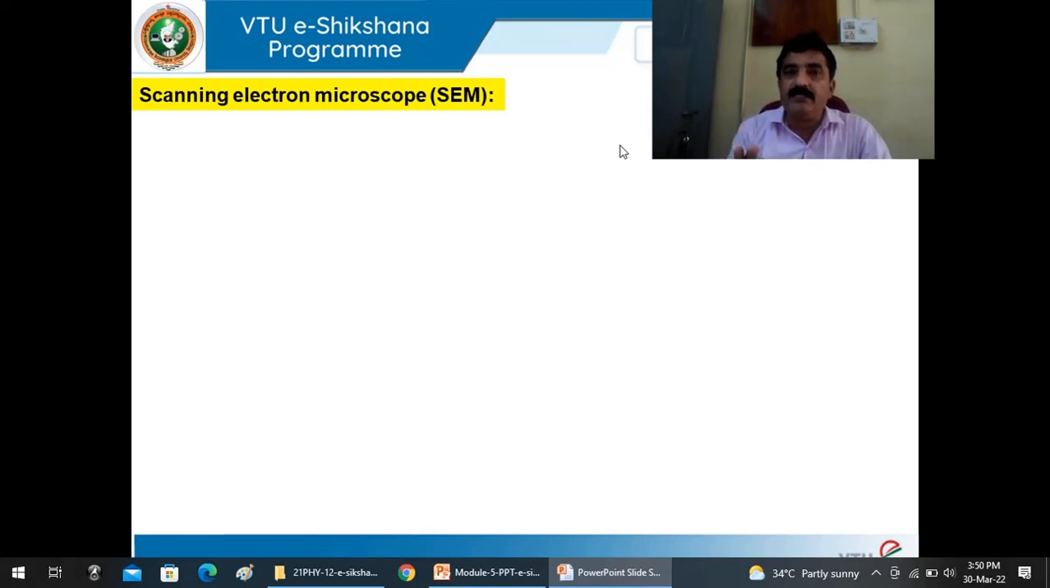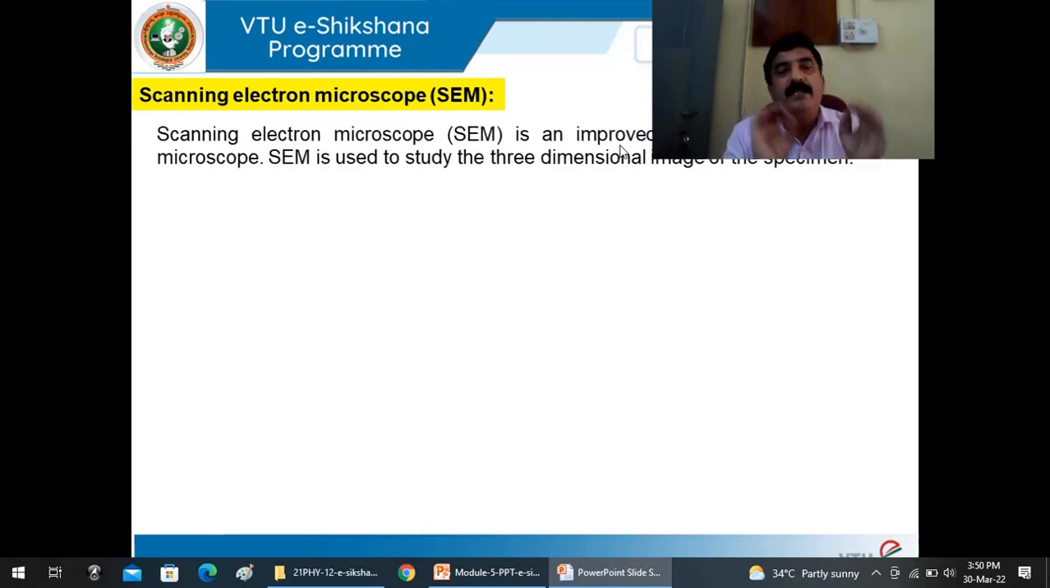So TEM is one part. The advanced version of that one is SEM, that is scanning electron microscope. In TEM, the electron beam is passing through the substance. SEM means scanning electron microscope. It is not actually passing directly through the substance. Let us see how actually SEM works. SEM is also an electron microscope. TEM, SEM, STEM, they all are electron microscopes only.